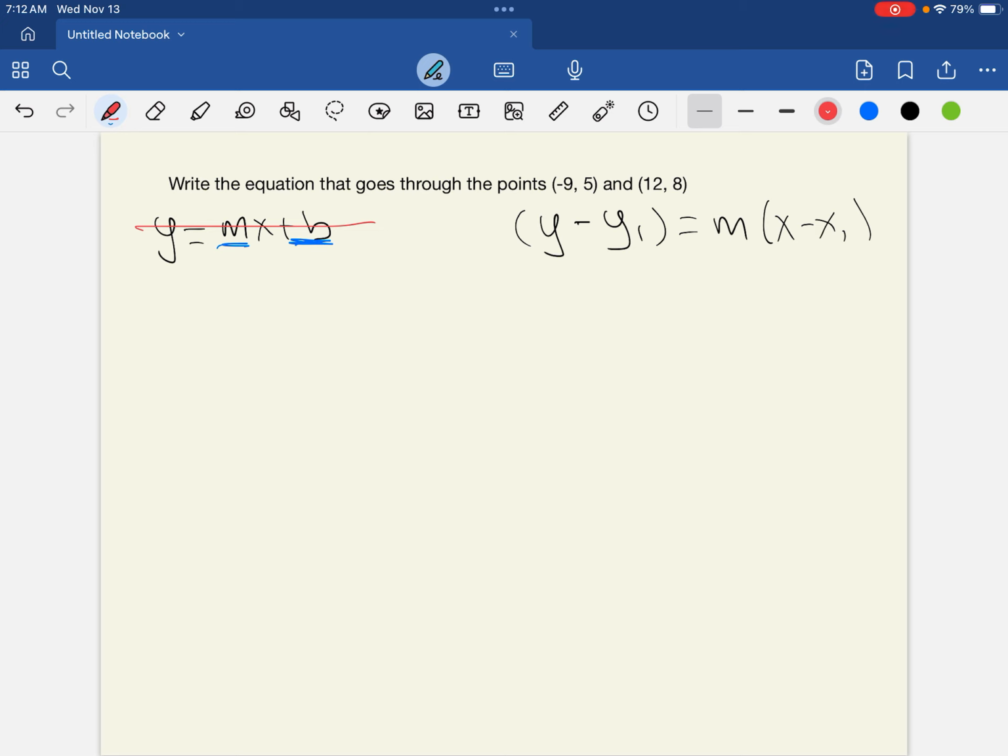In order to write an equation in point-slope form, I need a point and I need slope. So the first thing I'm going to do is find my slope. I have my x's and I have my y's. I'm going to name the first point, point 1, and the second point, point 2. Now, we have talked about the slope formula. I say slope, I write m.